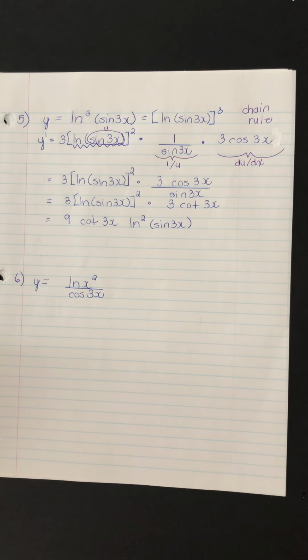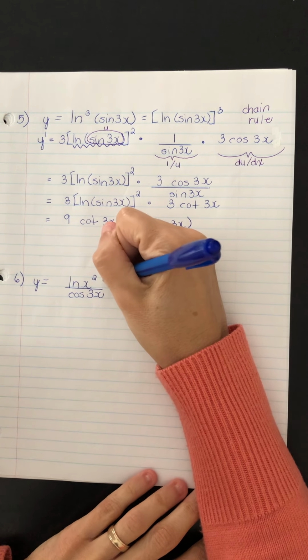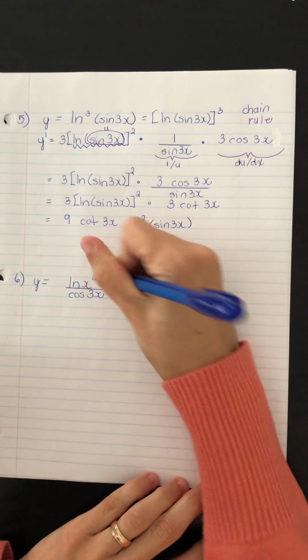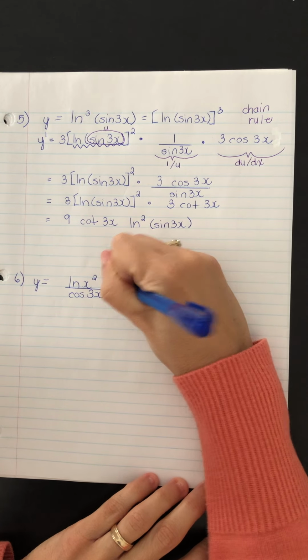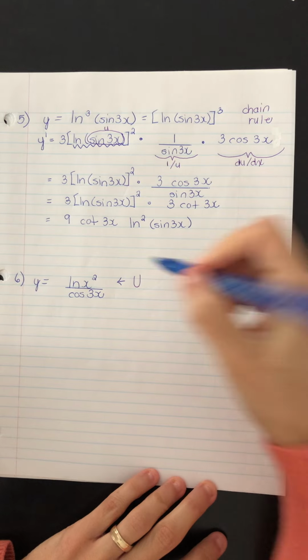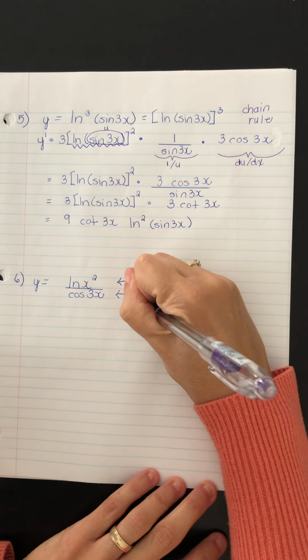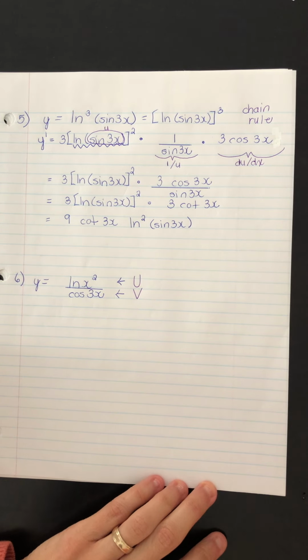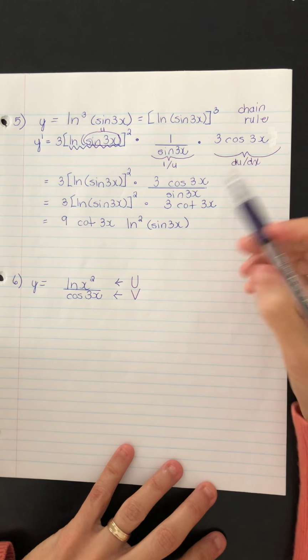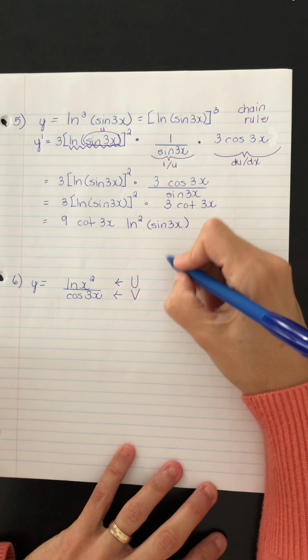Let's look at this one, number 6. Function of x in the top, function of x in the bottom. So this is going to be a quotient. So I'm gonna call that an uppercase U and an uppercase V, and we're gonna use the quotient rule, which means first I'm gonna write out what is U prime and what is V prime.